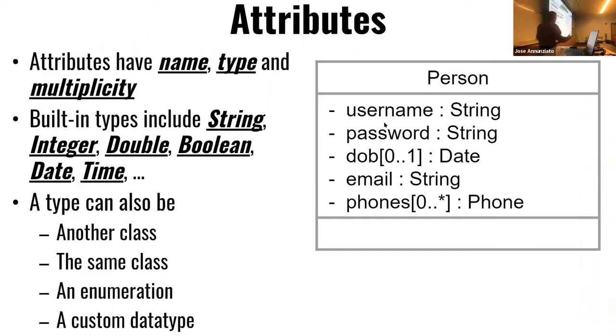So here's an example of a person class that has a username, a password, date of birth, email, and phones, and they're all private. It's a good practice to make all your attributes private in general. Some strings, some dates, phones. Notice that these are all primitive data types: string, date, string. Phone presumably is a custom data type, perhaps another class. In that class, you can have maybe area code, country code, and the actual number, things like that, that make up the phone. So it's a compound data type.